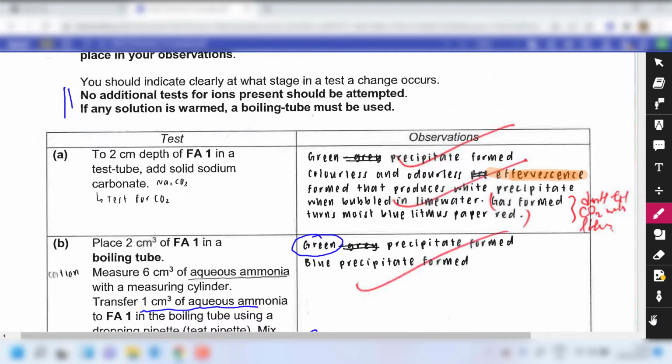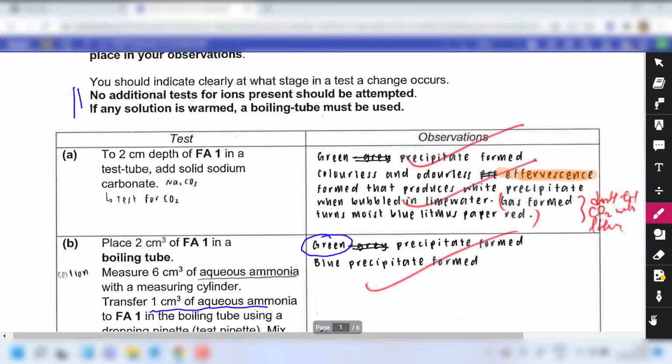I did not address why it is that in the presence of carbonates, when I add it into Fa1, which contains iron 3+, I mentioned iron 3+ has high charge density, but I did not actually elaborate on why CO2 will be evolved, and I didn't quite indicate to all of you the nature of the precipitate. Do take note of it. The precipitate is not likely to be copper 2 hydroxide.